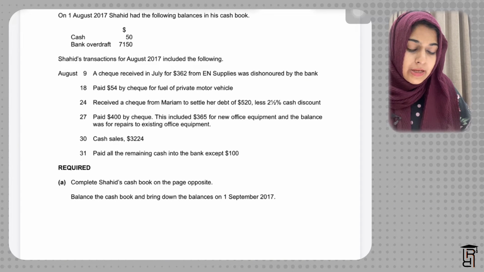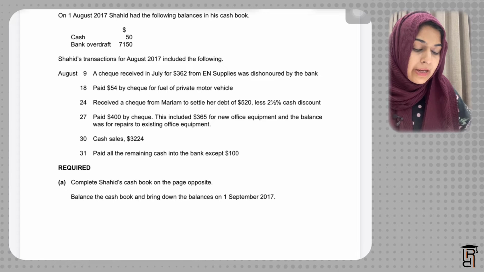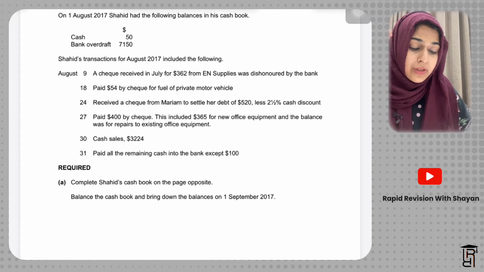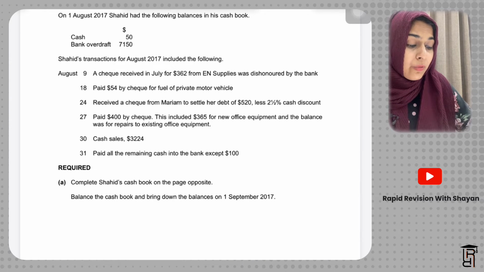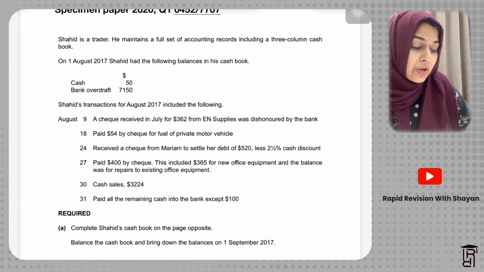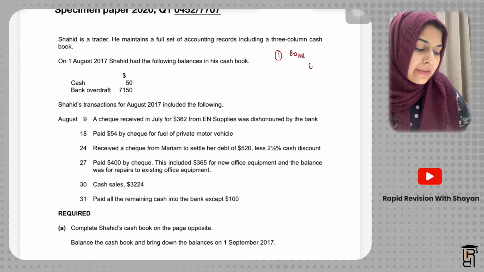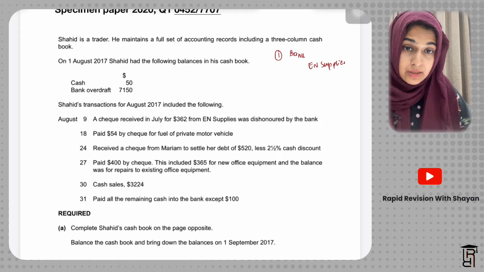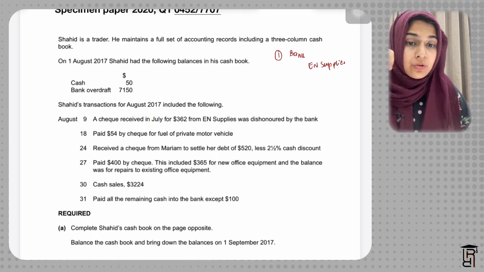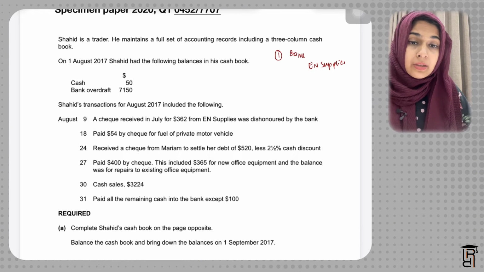So here they're saying August 9, a check received in July, 362 from EN Supplies, was dishonored by the bank. So in July 2017, Shahid basically received a check from EN Supplies. So what he did in July was that he basically had recorded this transaction. So he did bank debit and he did EN Supplies credit in July 2017, because at that time he did not know that the bank will actually return the check, and EN Supplies does not have enough balance in his bank account.